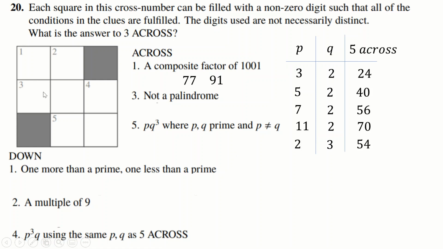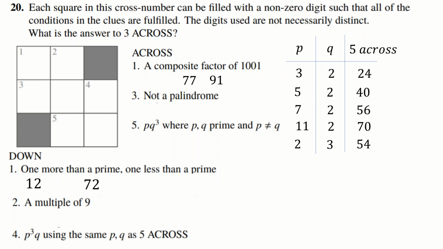1 down is 1 more than a prime and 1 less than a prime. So we're looking at numbers like 12, which is 1 more than 11, which is prime, but also 1 less than 13, which is also prime. Now the problem is, it seems like there are so many 2-digit numbers that could do that, except there aren't, because this number has its first digit shared with this number, and the only digits there are 7 and 9. So I only need to look at numbers in the 70s and numbers in the 80s. And in the 70s, the only one I can find is 72, because 71 and 73 both seem prime.